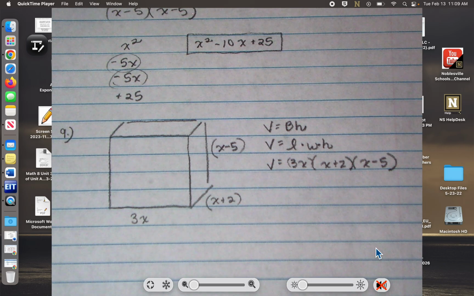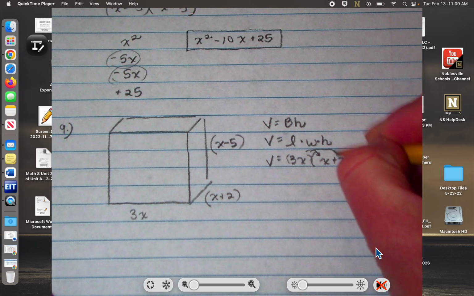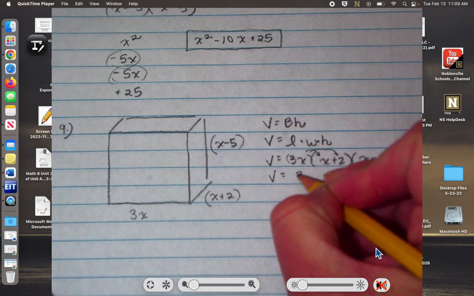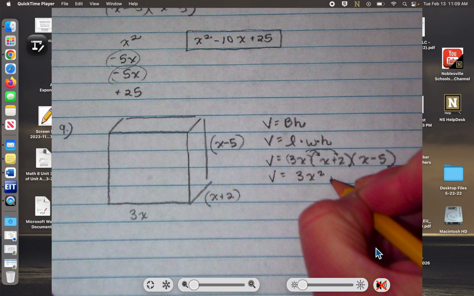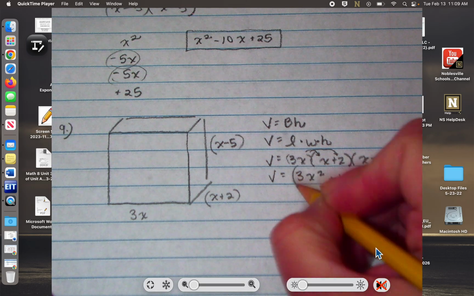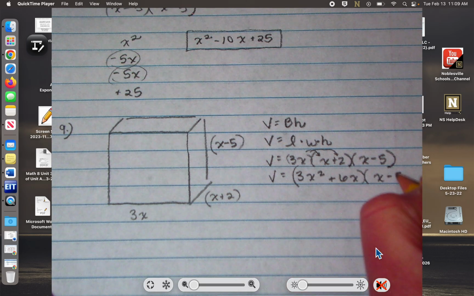This one's a little bit easier because we can just distribute that 3x to the first quantity, and then when we get that binomial, we can FOIL with the third quantity. Okay, so when I distribute this 3x, I'm going to get 3x squared plus 6x, and then I just bring down the x minus 5.